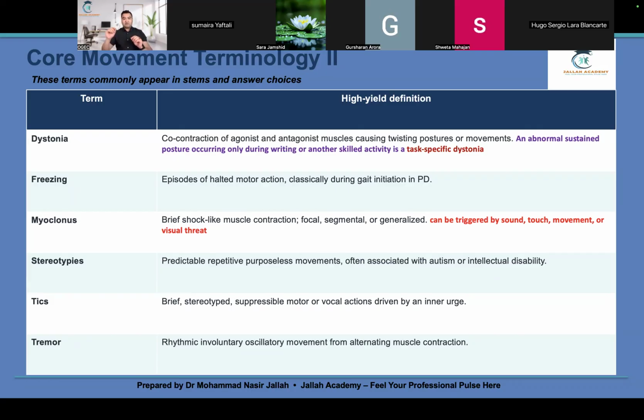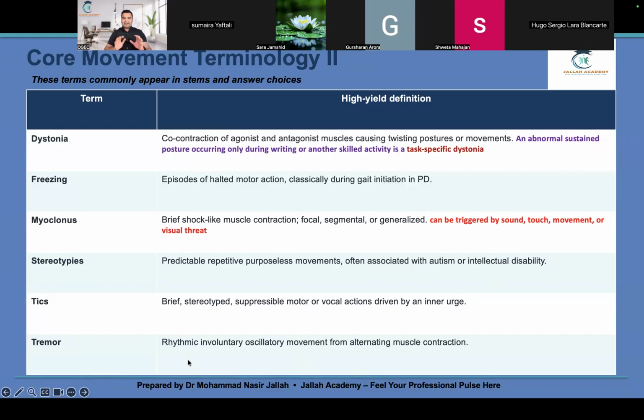Another thing about tic, which is very important, it's less than 12 months. But if it is more than 12 months and the patient has motor abnormality plus at least one vocal, then it is Tourette syndrome. Less than 1 year, tic; more than 1 year, Tourette. Less than 1 year, either motor or vocal tic. After 1 year, a few motor plus at least one vocal, Tourette.